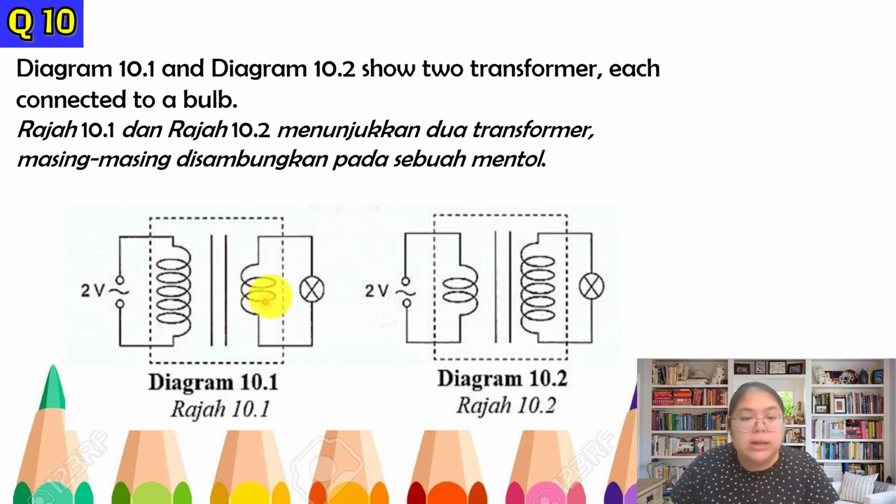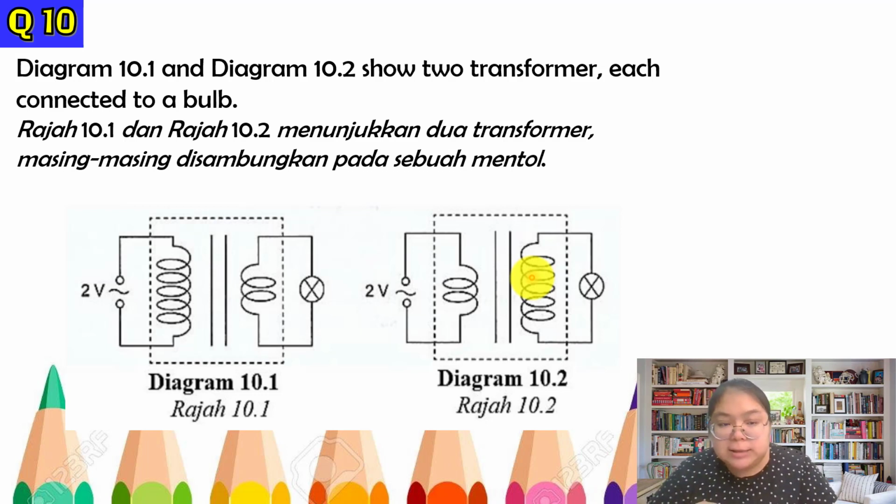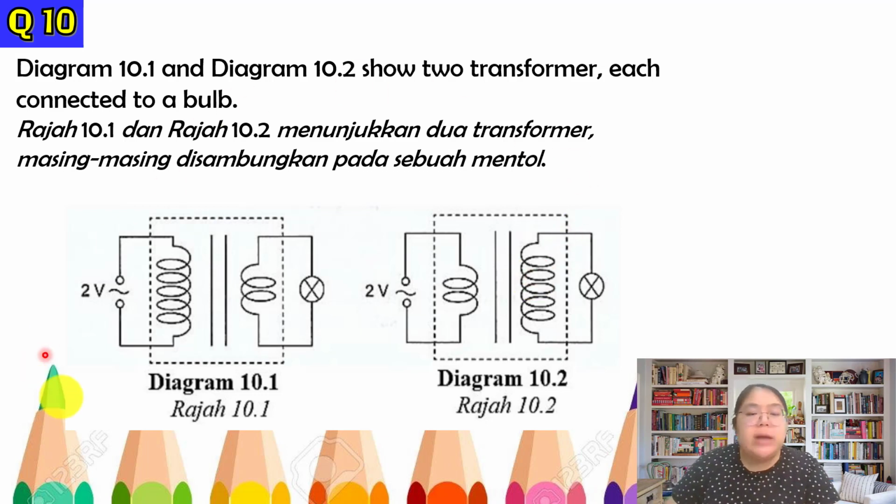How about the secondary? For the first diagram, 10.1, the secondary coil has less. In 10.2, the secondary coil has more. So this one is a step down transformer, and this one is a step up. Finally, which bulb should be brighter? Sure, the step up transformer, because with more turns in the secondary coil, the output voltage must be higher. So this bulb should be brighter. This is what we understand from the diagram.